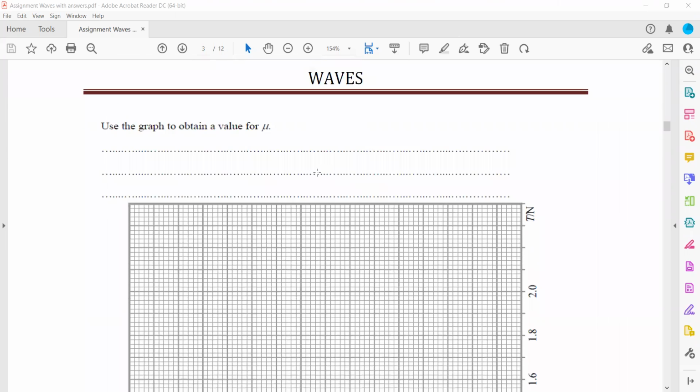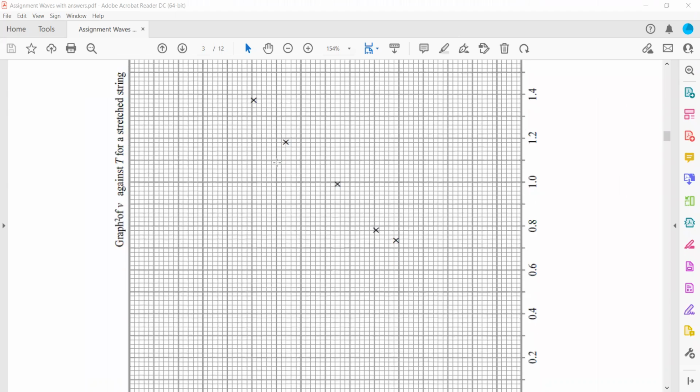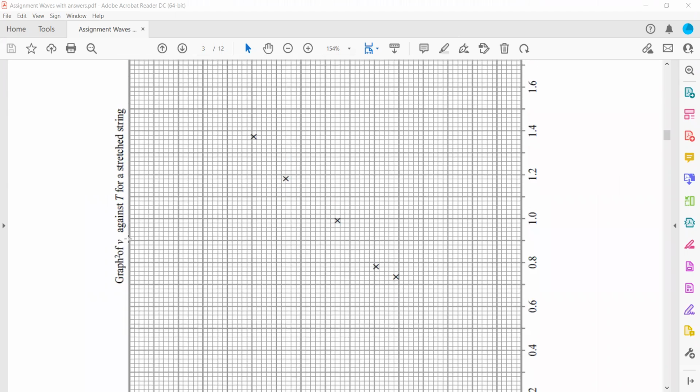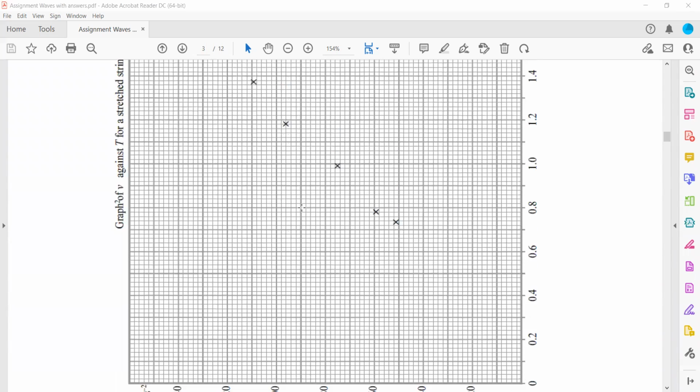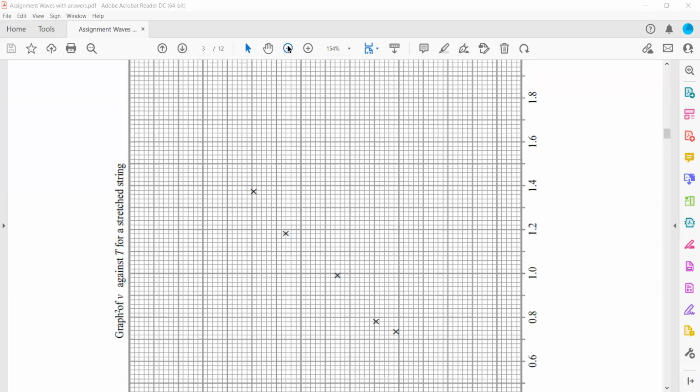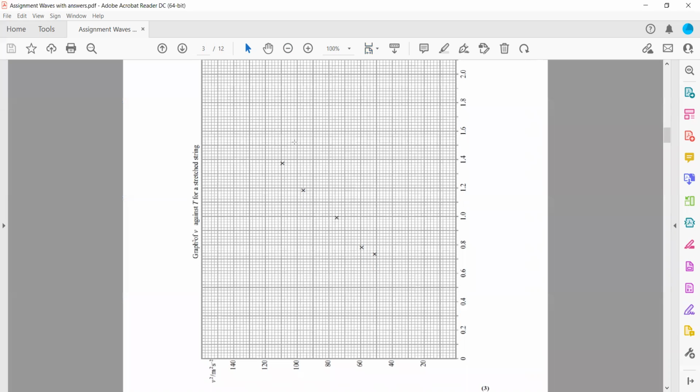Then use the graph to determine the value of mu. The graph of V square against T is here. So this graph will be like this. You will draw a best-fit straight line and find the gradient. I tilted the graph just for the space. So V square is equal to 1 over mu into T. When we compare with y equals mx, this is actually the y-axis, and this one is the x-axis.